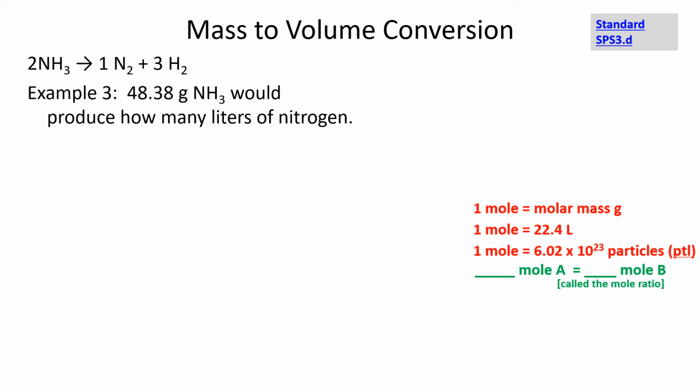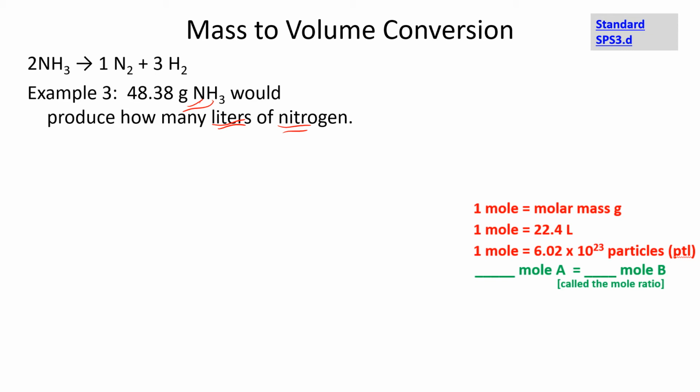Alrighty, so let's look at example number 3. This particular problem, we can see that we are clearly starting with grams of ammonia, grams of NH3, and I'm trying to figure out what I'm ending up with. So I can see that I'm ending up with liters of nitrogen. Sometimes it might ask you for volume of the nitrogen, but remember, volume and liters are interchangeable.